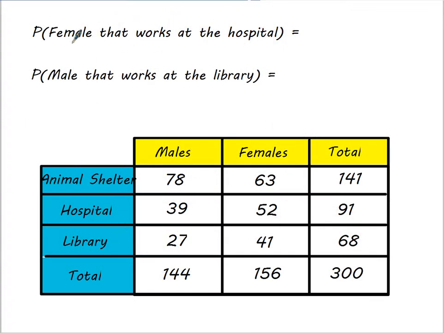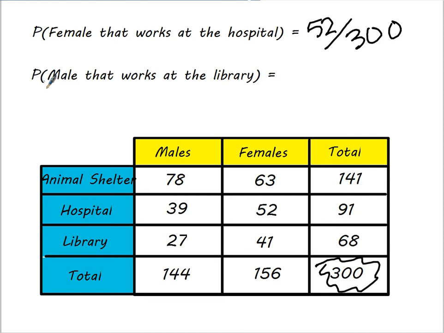So if I'm looking for the probability that I have a female that works at the hospital, here I have a new two-way table, right? I can look down here and I look for the females that work at the hospital. I have 52 of those. But to turn it into a probability, I say that there's 52 girls that work in a hospital out of all 300 people. So this total right here is going to be really important to my probabilities.